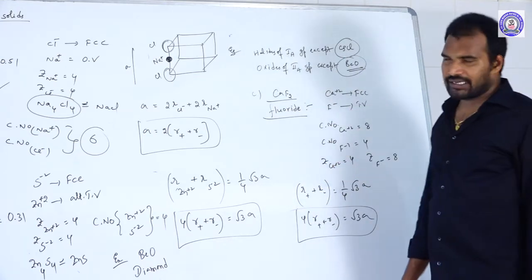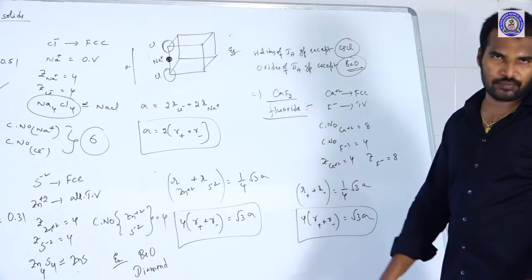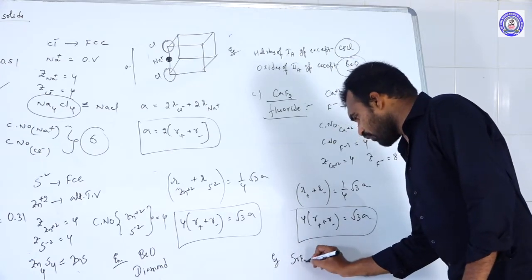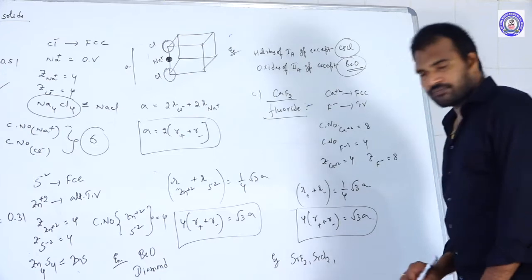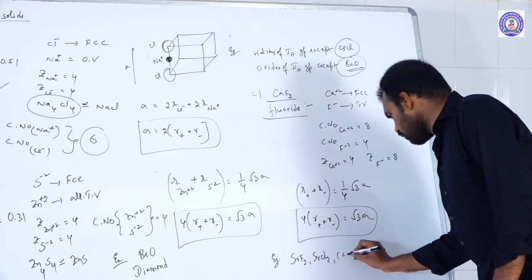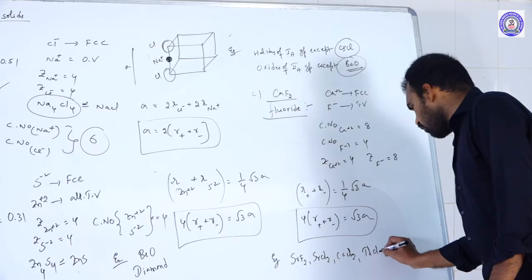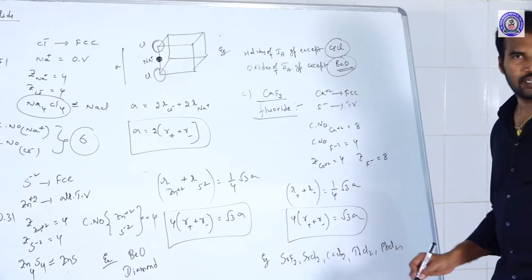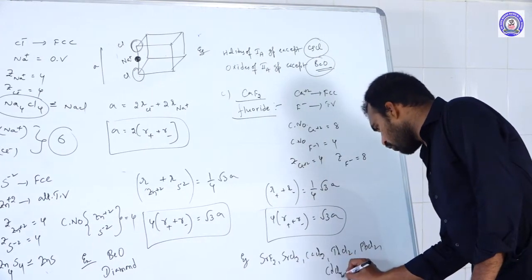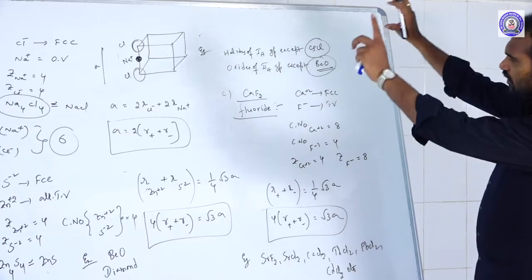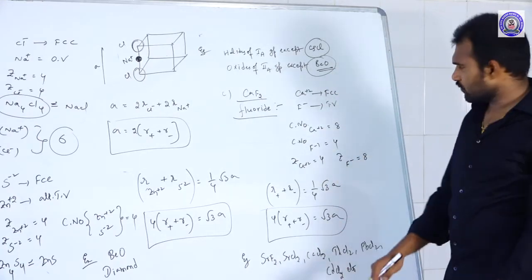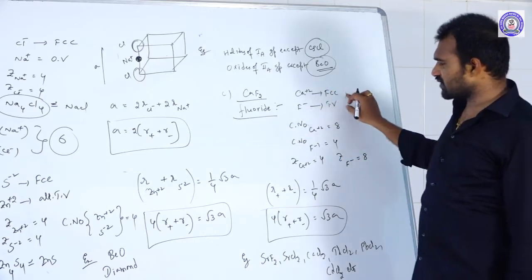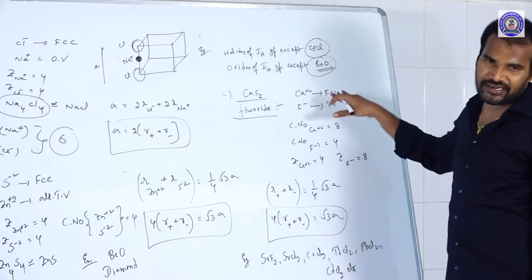Like calcium fluoride, like fluoride ions, what are the salts which are showing the same crystal lattice? Like calcium fluoride, strontium chloride, barium chloride, thallium chloride, lead chloride, cadmium chloride, etc. All these salts are showing the same type of fluorite structure. Once again, in calcium fluoride, calcium ions are forming an FCC lattice, and fluoride ions are occupying the tetrahedral voids.